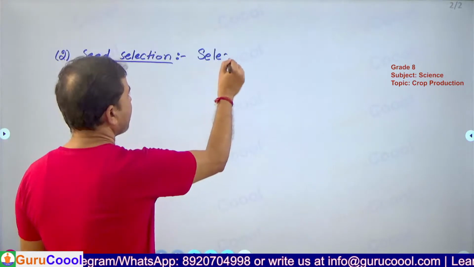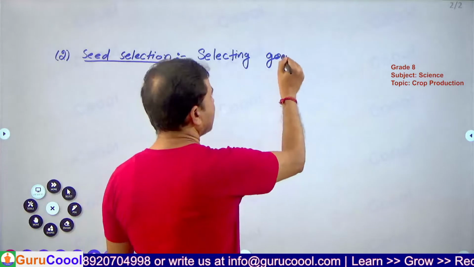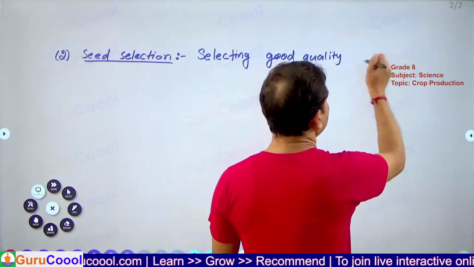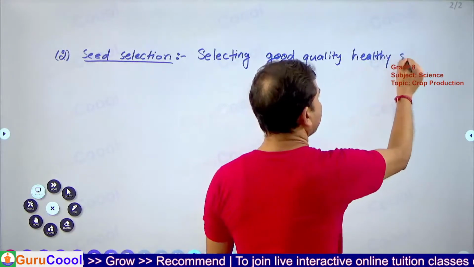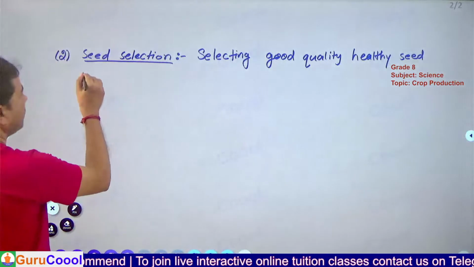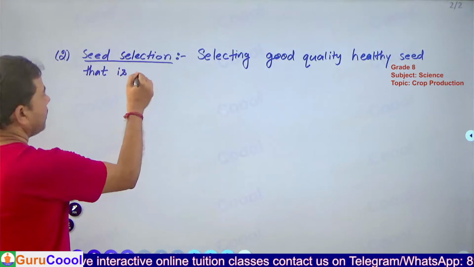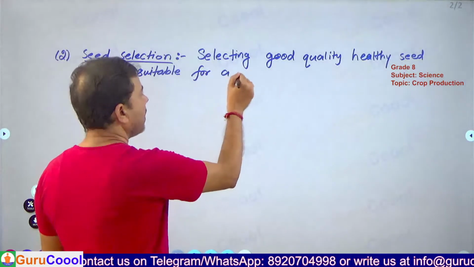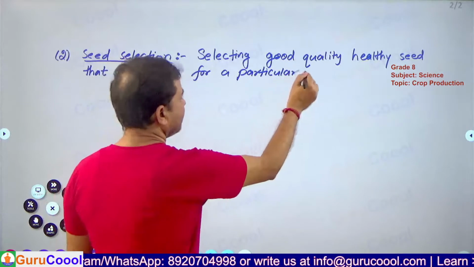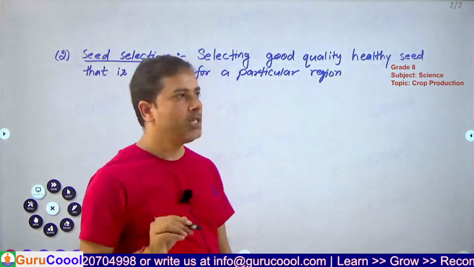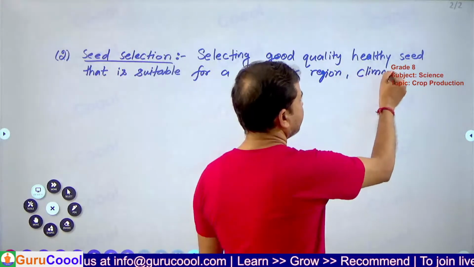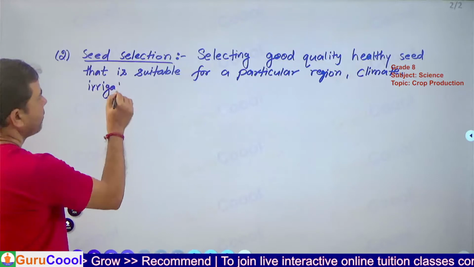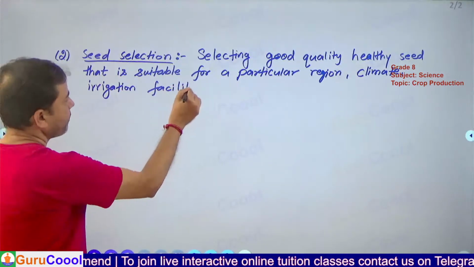Okay, so seed selection means selecting good quality, healthy seeds that are suitable for a particular region, climate, irrigation facility, etc.